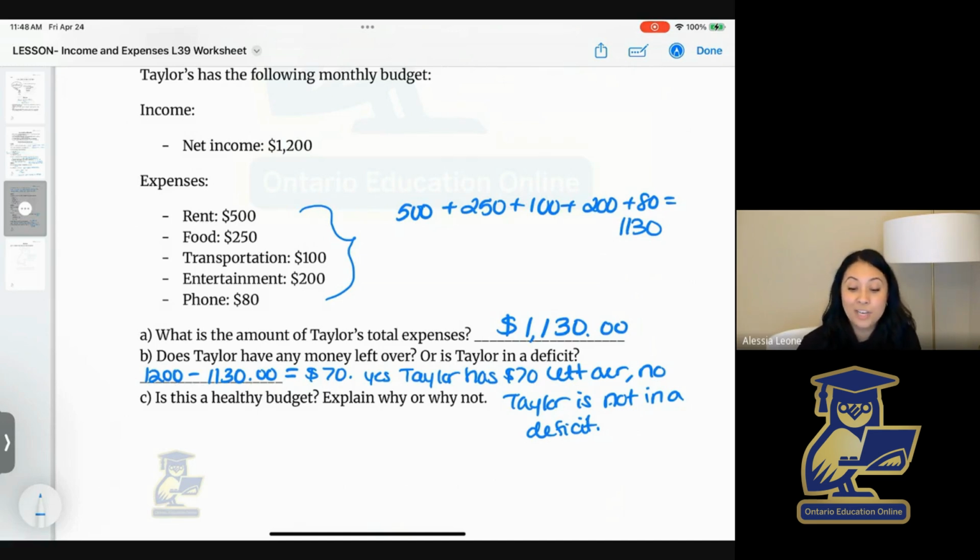Maybe this didn't mention anything about, you know, like schooling. Is she paying for books, anything like that? And this also mentions she spent $200 on entertainment. Maybe Taylor could save a little bit on that entertainment amount and invest it, save it to build some sort of savings for herself. So I'm going to say, to answer my question, I'm going to say no.